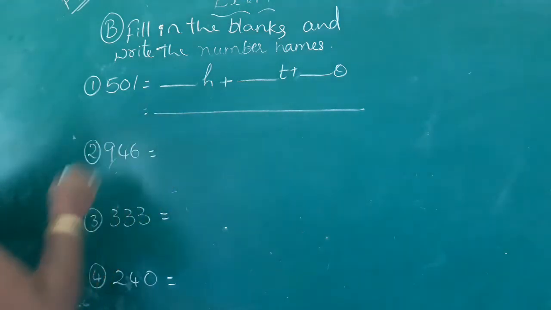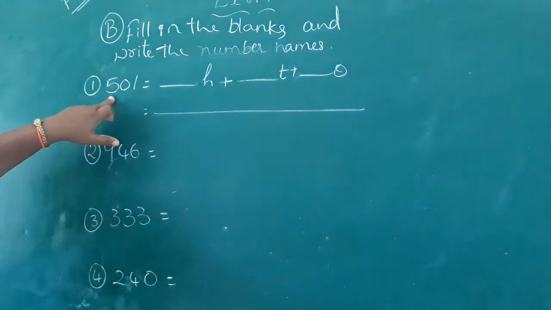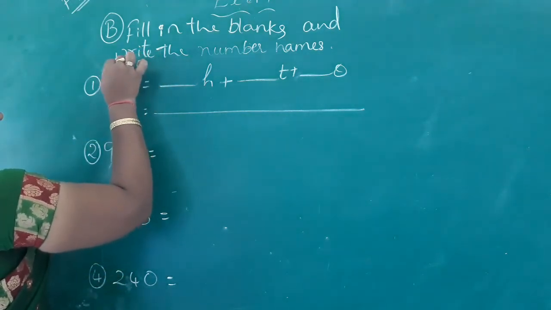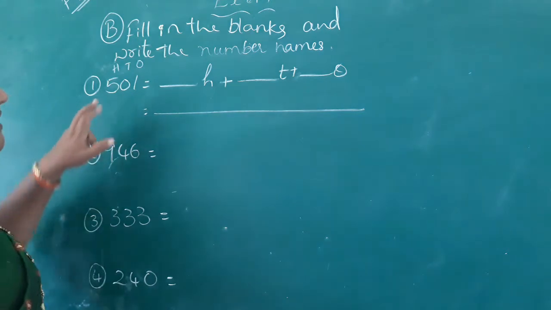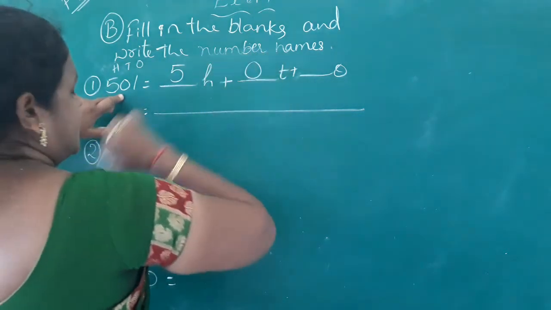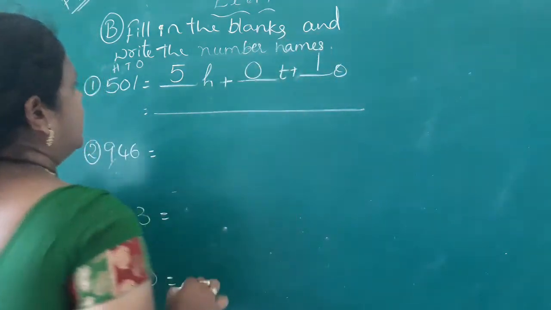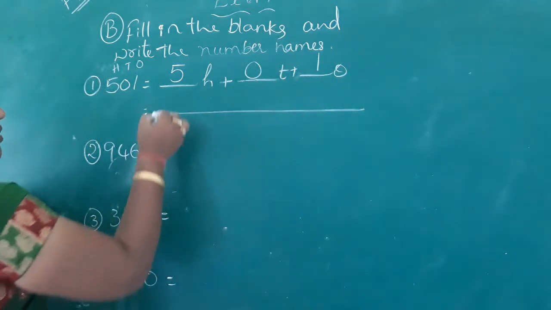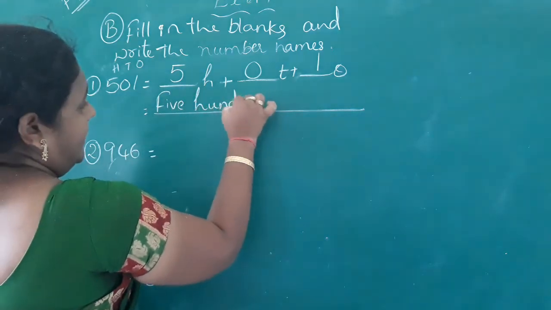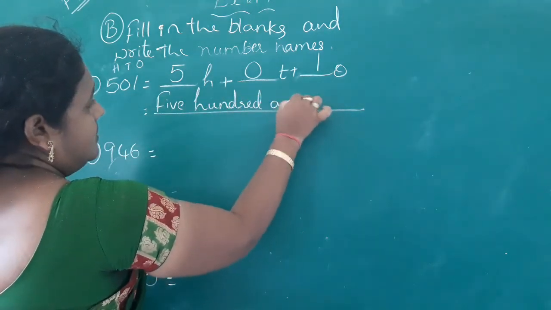Listen children. In 501, how many hundreds are there? First, write the place values on the numbers, children. Ones, tens, hundreds. Write the place values. How many hundreds are there? 5 hundreds. How many tens are there? 0 tens. How many ones are there? Write the number name of this question. 501.